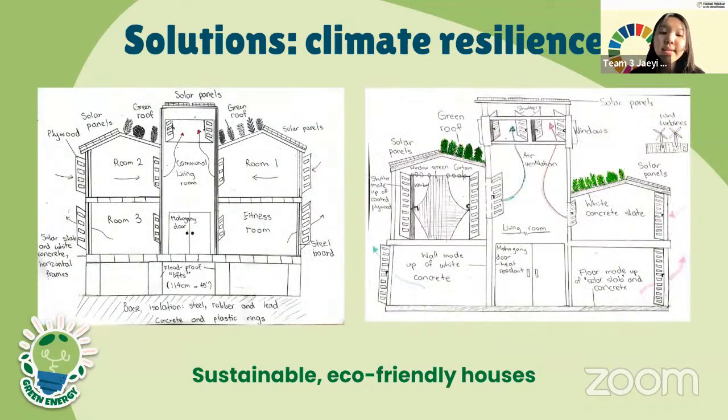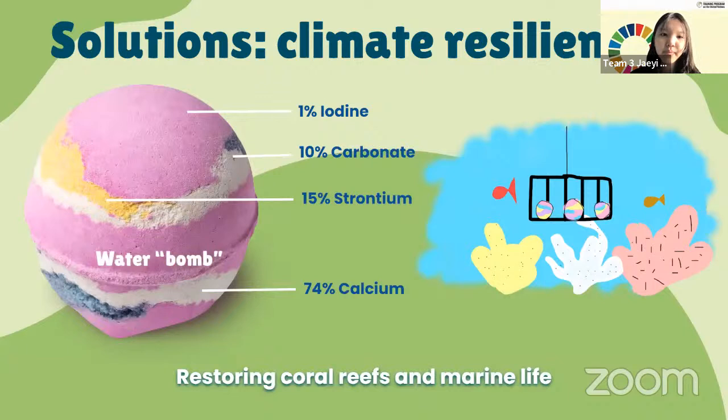This is a sustainable and eco-friendly house that I have designed previously. It involves multiple features such as air ventilation, clean energy, less carbon emissions, green or living roofs with plants planted on them, reduced electricity usage, and more. The next solution I have designed is called the water bomb. It takes the form of a bath bomb, but contains nutrients like calcium, strontium, carbonate, and iodine. Once thrown into the ocean, it can restore coral reefs and marine life.